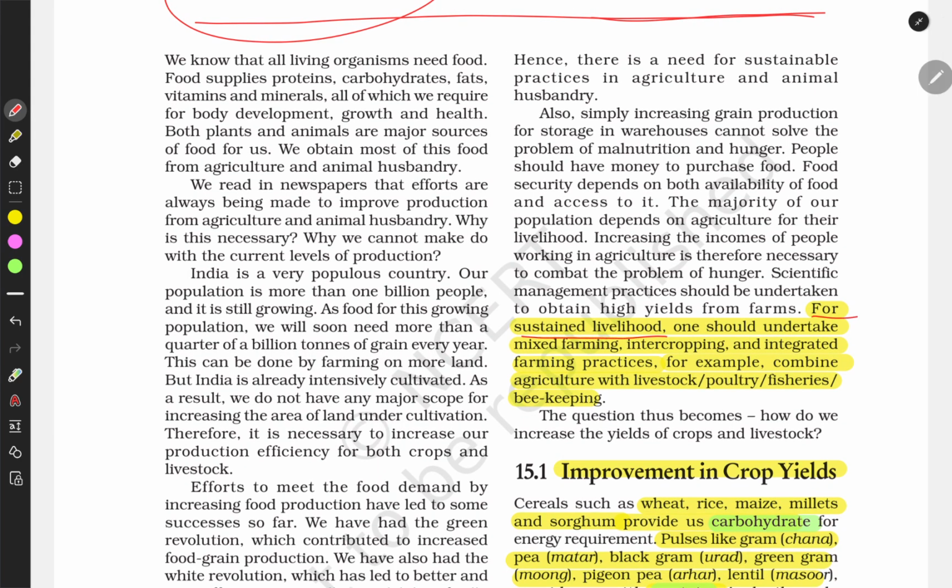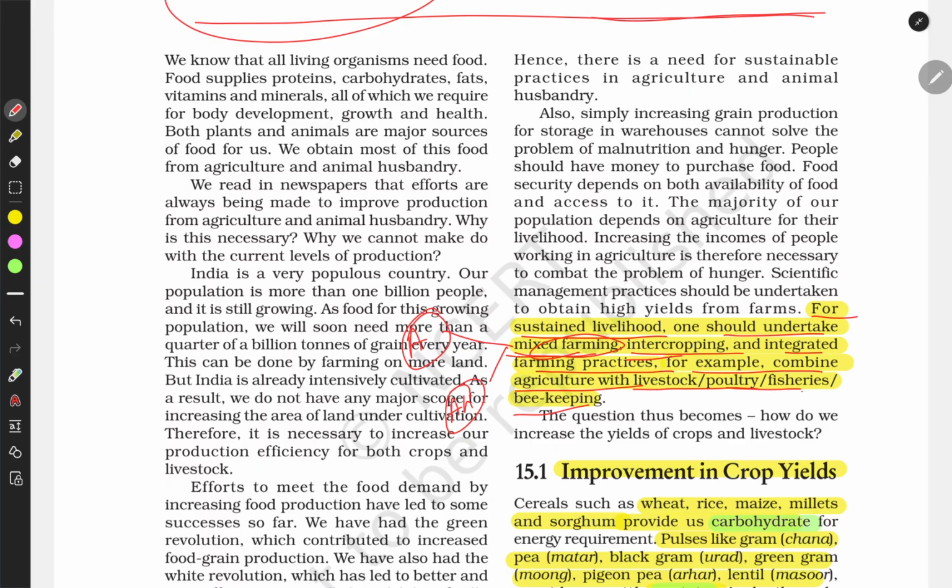For sustainable livelihood, one should undertake mixed farming, intercropping and integrated farming practices. For example, combined agriculture with livestock, poultry, fisheries and beekeeping. In this video we are going to learn what mixed farming is. Mixed farming is when agriculture is done along with animal husbandry. This is mixed farming.